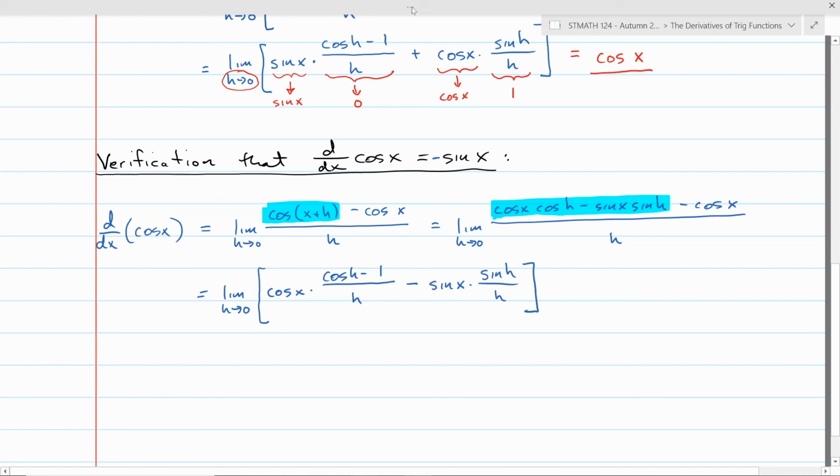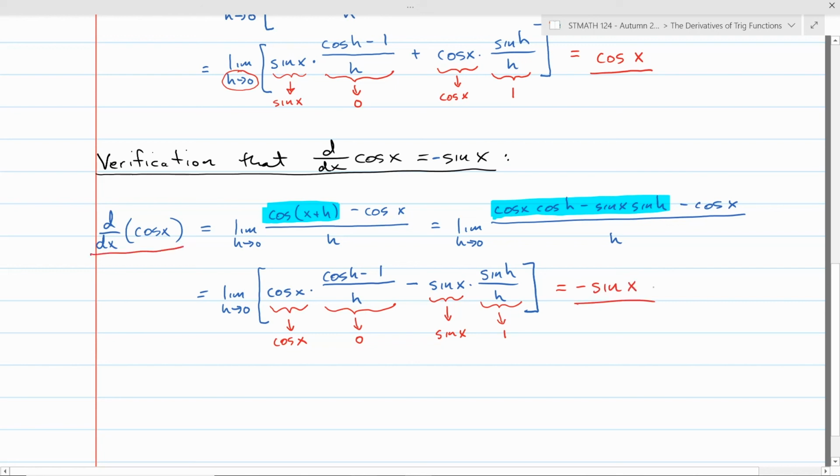And then when you examine each of the pieces like we did before, the terms that don't have an h in them just stay themselves. So cosine of x and sine of x just stay cosine of x and sine of x. Cosine of h minus 1 over h goes to 0. That's one of our fundamental trig limits. And then that last fraction there goes to 1. And you can see what you end up with. You got cosine times 0 minus sine times 1. So just minus sine x, which was what we were expecting to get.